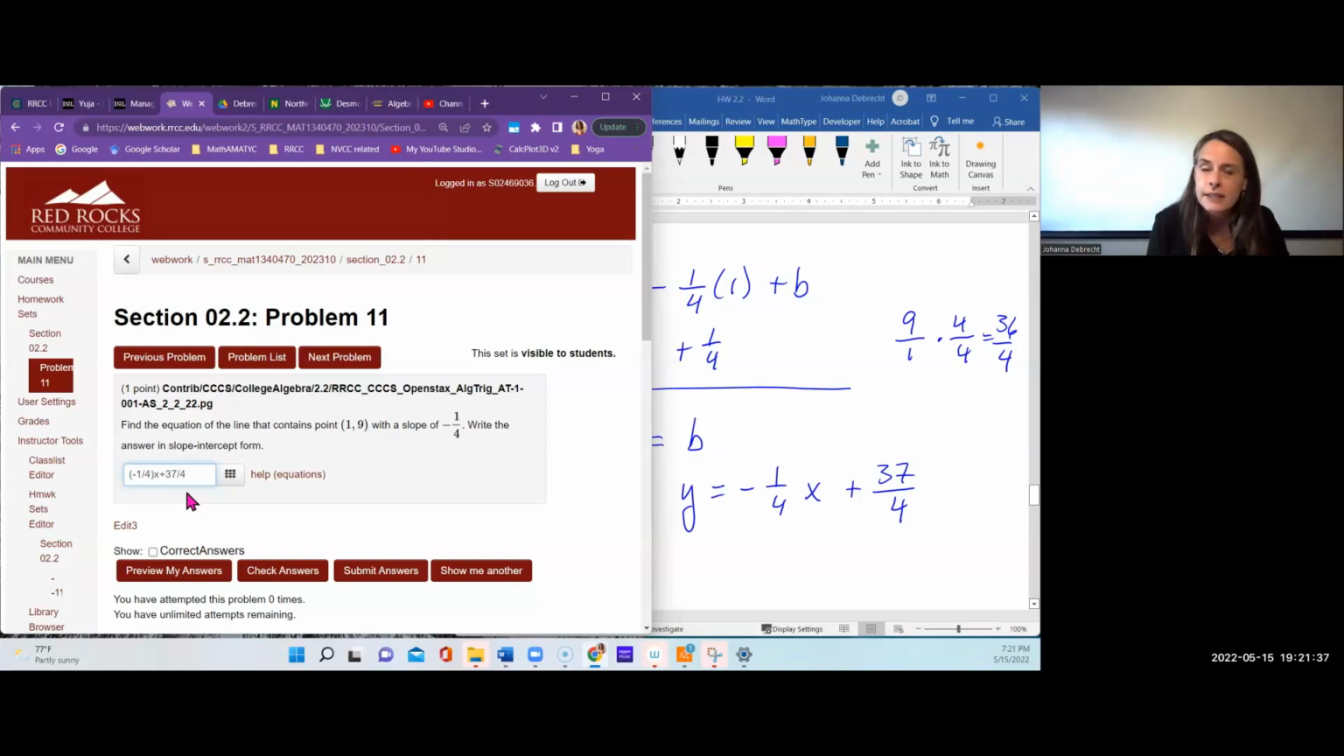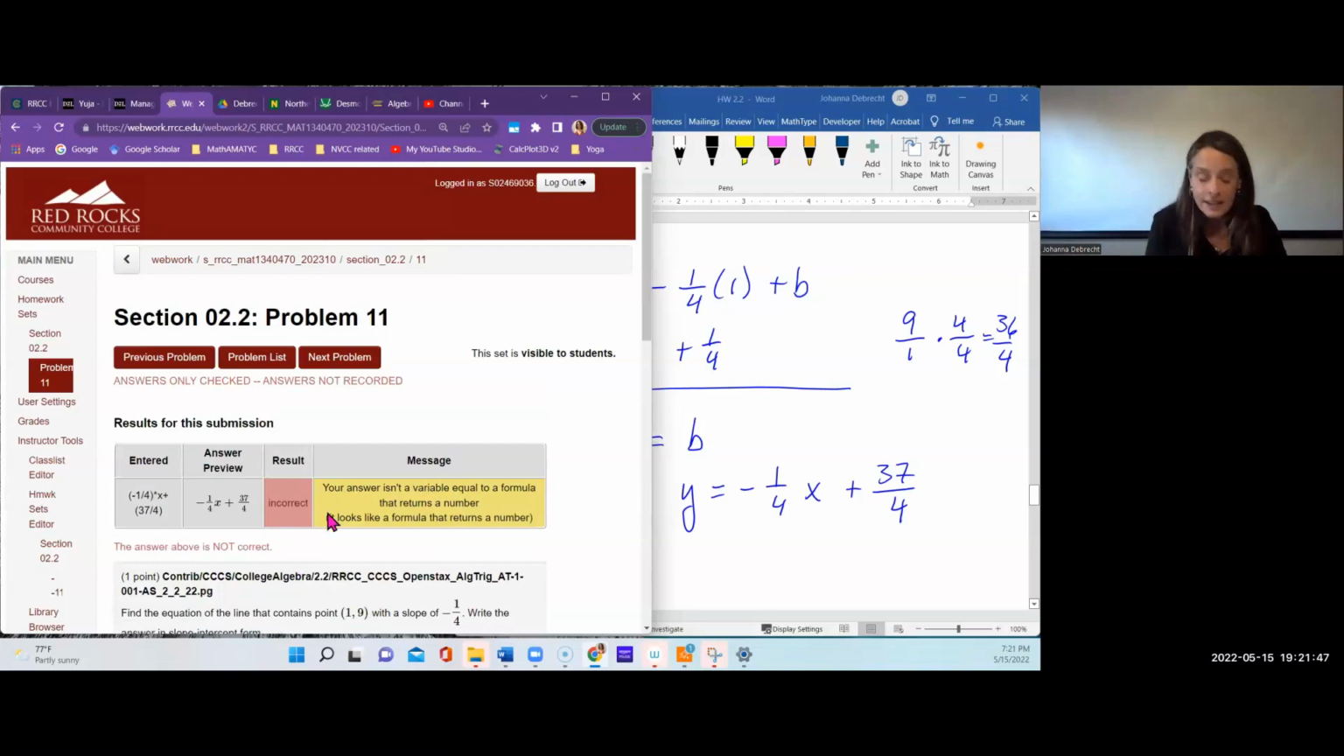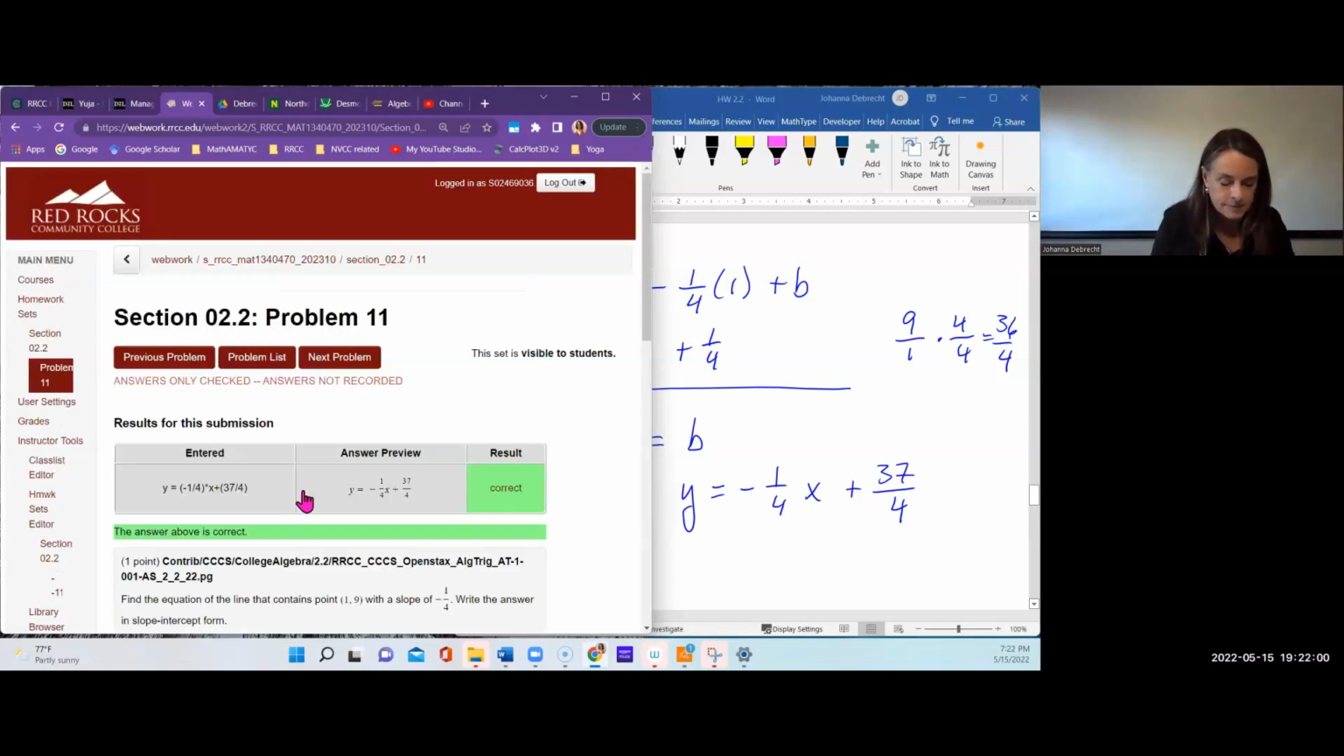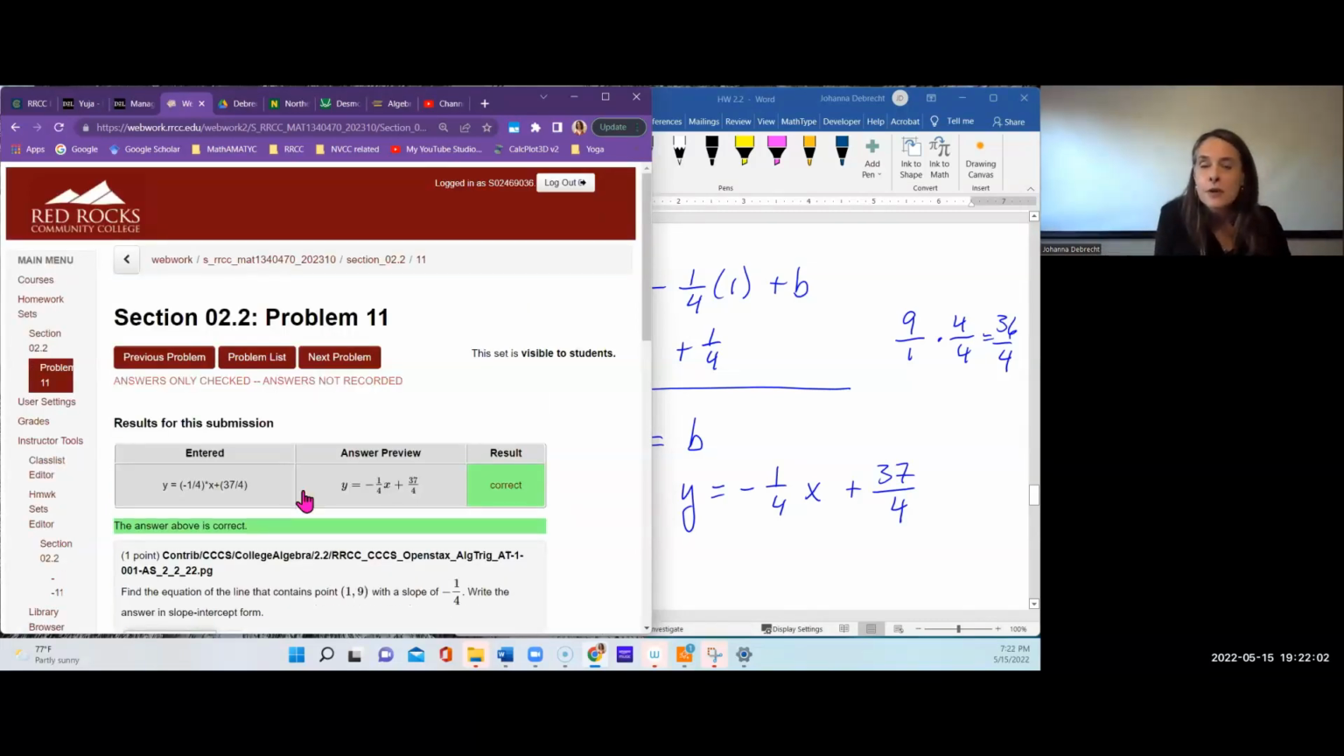They may not like this answer. Why might they not like my answer? Let's check and see. They don't like the answer because I don't have y equals. This should be y equals mx plus b. Let's check it again and see if it likes it the second time. Yes, it's looking for an equation, which has to have an equals and something on both sides.